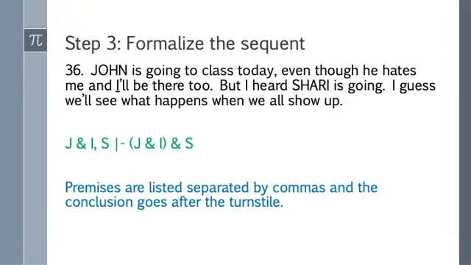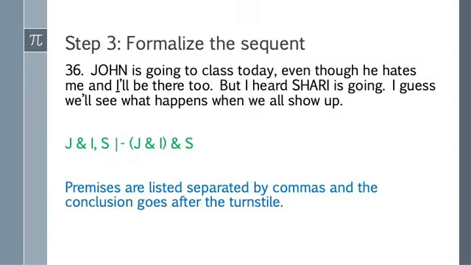Step 3, formalize the sequent. After you look at the English statement and code it and find the relationships, you make the formalized sequent where it's all in symbols. So taking what we used in the previous slide, we have the two premises, J and I, and then we have S, and then we have J and I and S as the conclusion. Now, when you make your sequent, remember the premises are listed first, they're separated by commas, and then the conclusion goes after the turnstile symbol, which is the line with the dash next to it.